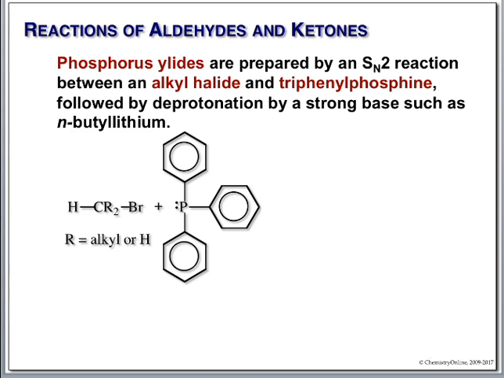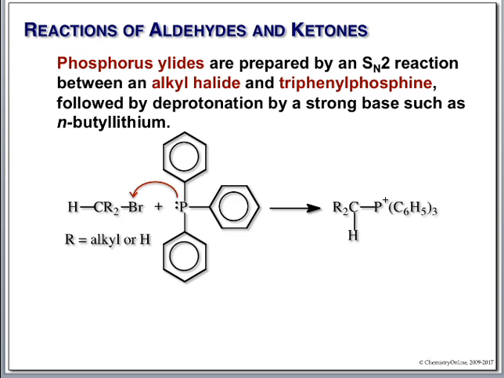You make this ylide, again, from triphenylphosphine and some alkyl halide. Phosphorus attacks, the bromine leaves, and you get this stuff. This is a phosphonium salt. Not an ylide yet, it's a phosphonium salt.